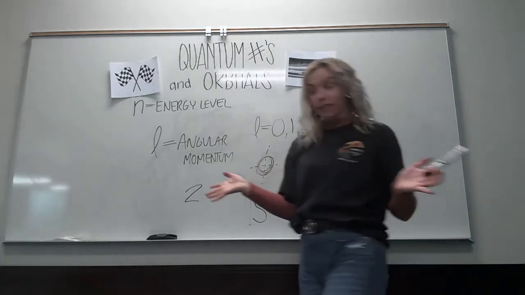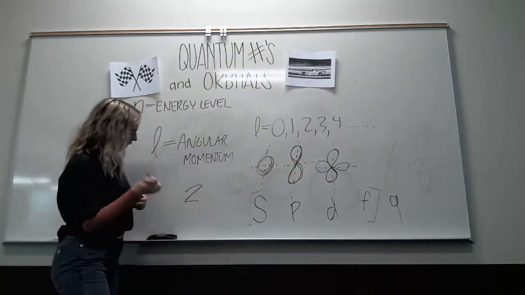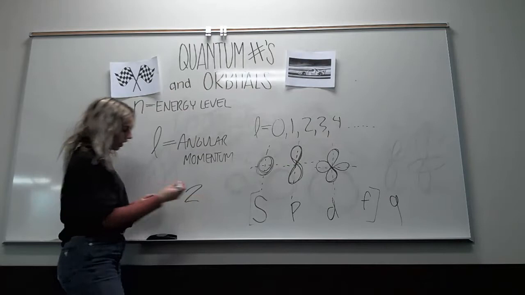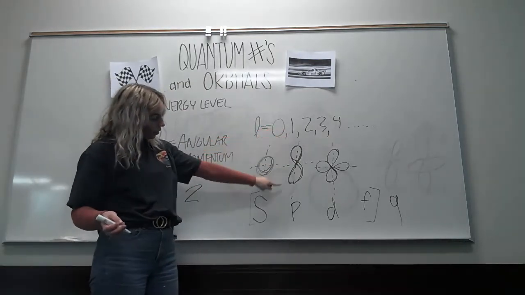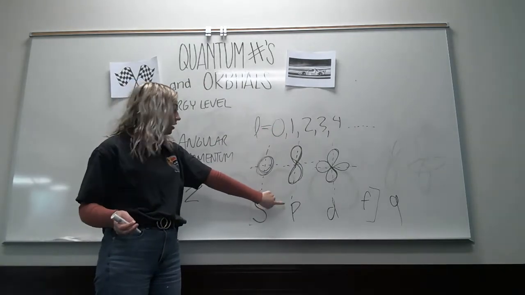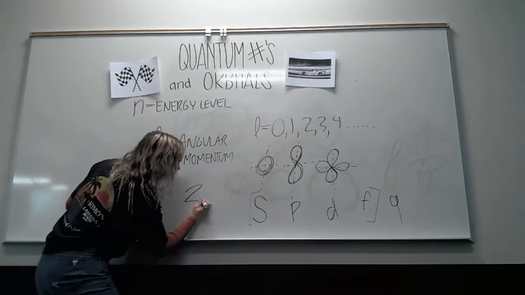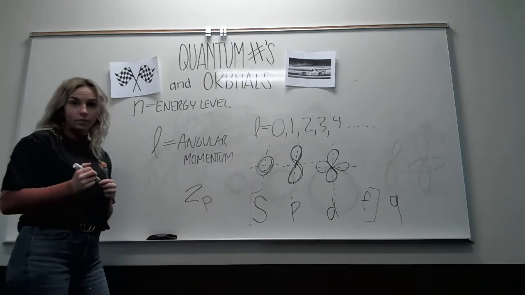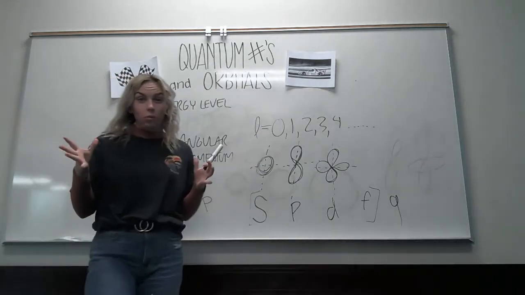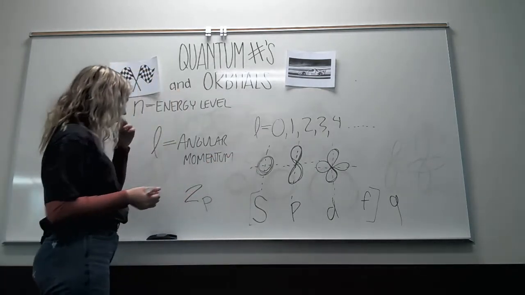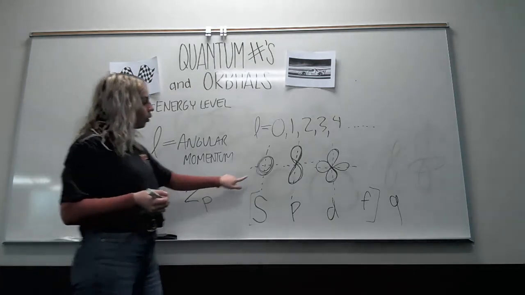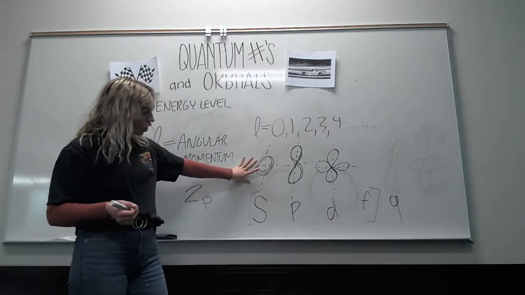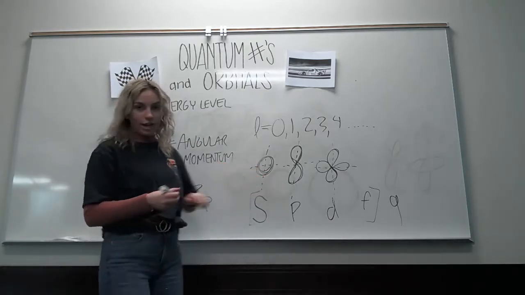So let's go back to our practice problem. We said it was going to be 2 and then a 1. But if we look at our L equals 1, what letter is that? That is the P angular momentum. So this would be a 2P orbital. So now that we've got a 2P orbital, what would that look like? Well, it is energy level 2, and it is a P orbital. So we wouldn't be drawing a circle, we would be drawing a little figure 8.